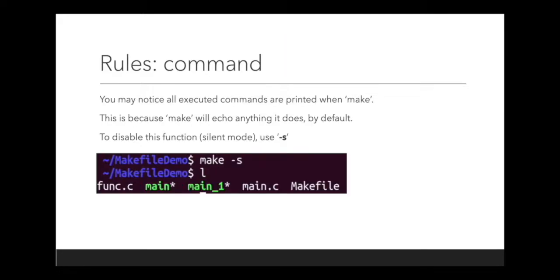You may notice all executed commands are printed when we type make. This is because make will echo anything it does by default. And we can disable this function. Use the argument s.